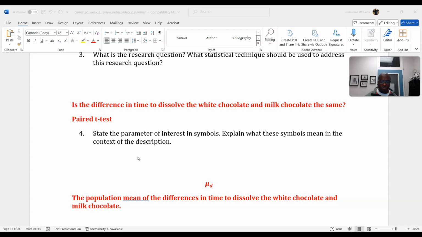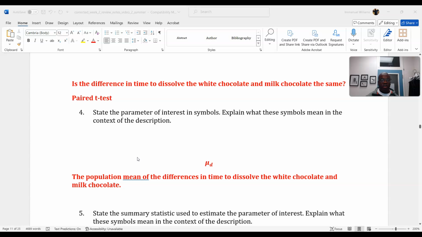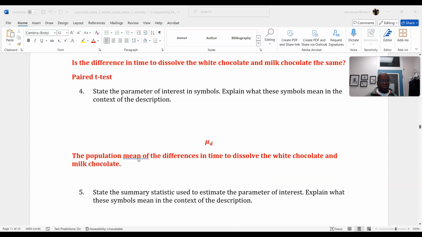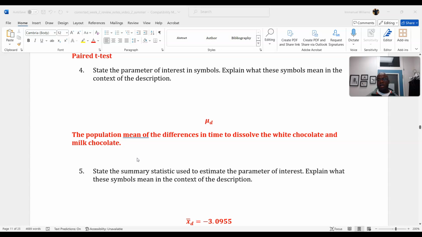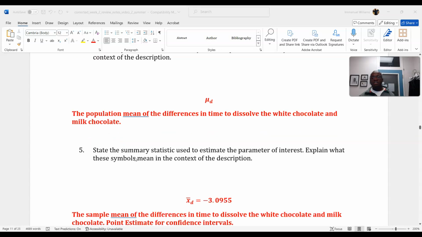Okay. And so, with that being said, question 5, state the summary statistic used to estimate the parameter of interest. That's just going to be x bar d, which should be negative 3.09, the sample mean of the differences in time to dissolve the white chocolate and milk chocolate. This is the point estimate.